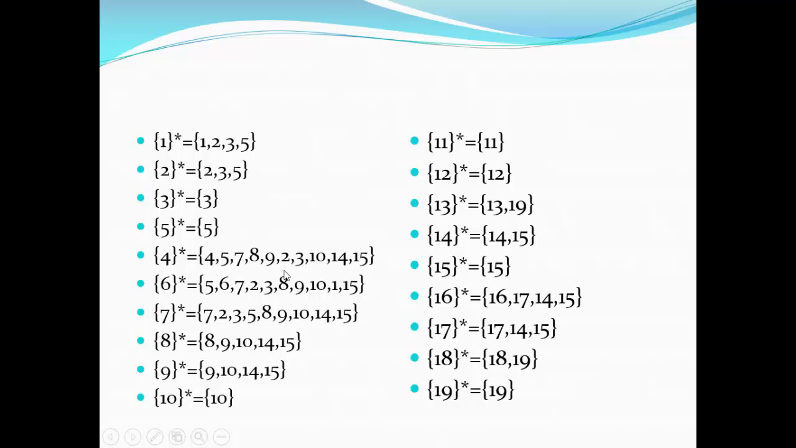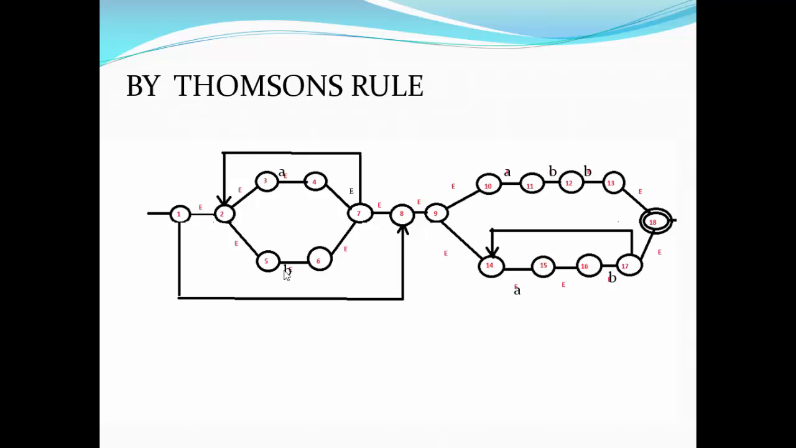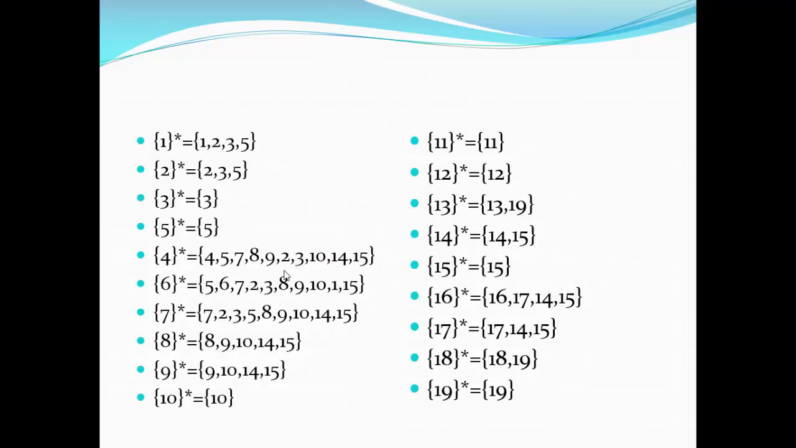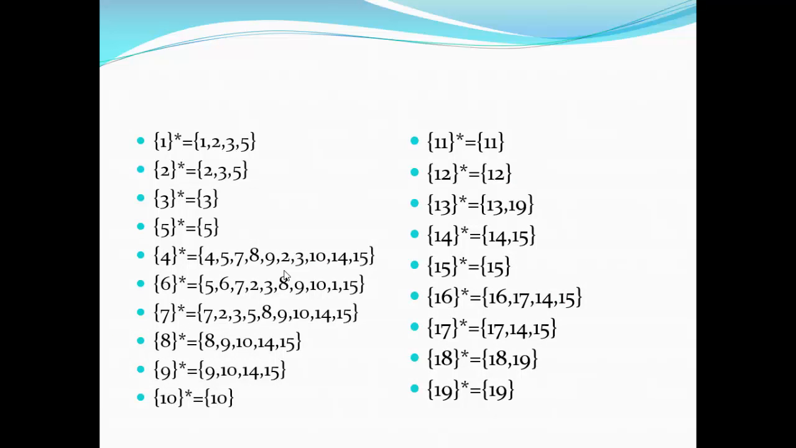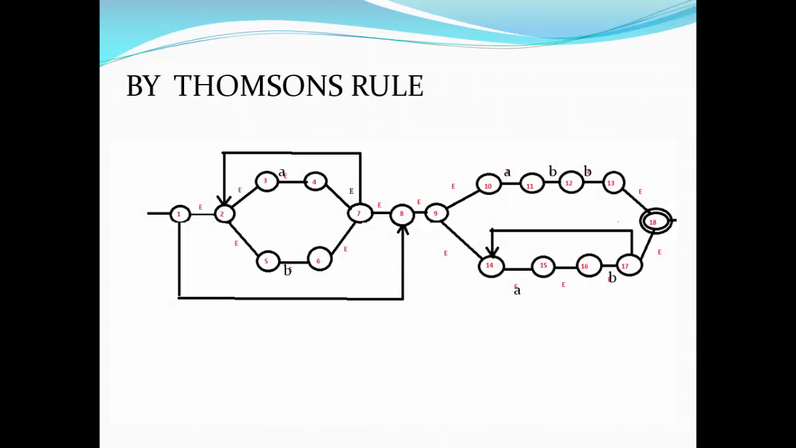And for the 4 it is 4, 5, 7, 8, 9, 2, 3, 10, 14, 15. And for the 6 it is 5, 6, 7, 2, 3, 8, 9, 10, 1, 15. Now for the 7 it is 7, 2, 3, 5, 8, 9, 10, 14, 15. Now for the 8 it is 8, 9, 10, 14, 15. Now for the 9 it is 9 connected to 10, 14, 15.